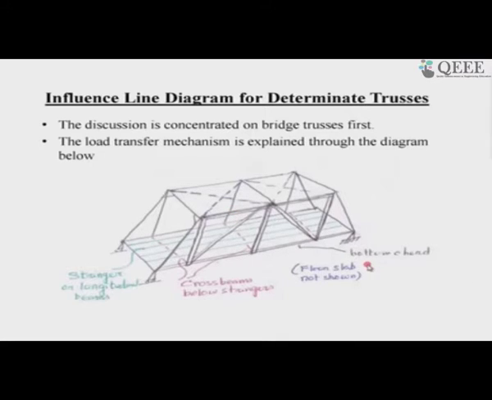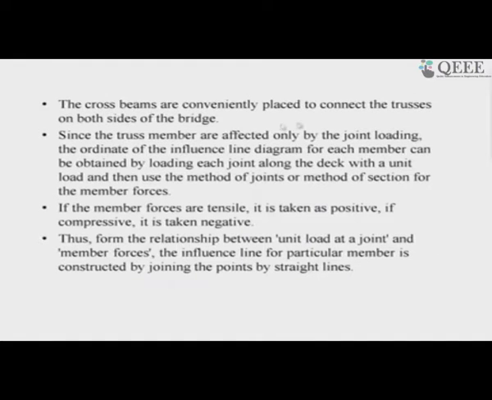Now, predominantly the structure is subjected to axial tension and compression, and due to the movement of the vehicle on the floor, the load is transferred to the node points, which is increasing gradually. So, the discussion is concentrated on bridge trusses first, and the load transfer mechanism is explained through the diagram below that we have done. Now, the cross beams are conveniently placed to connect the trusses on both sides of the bridge.